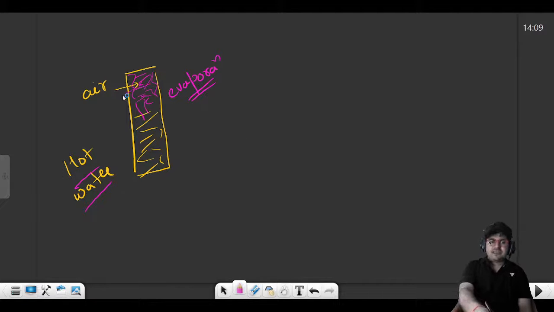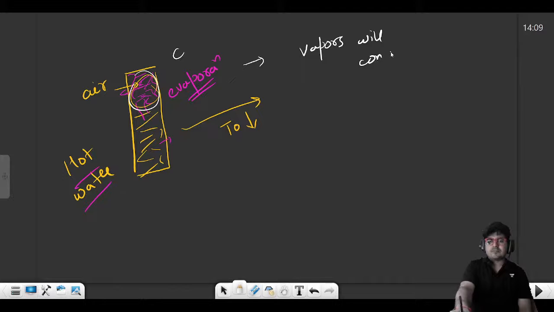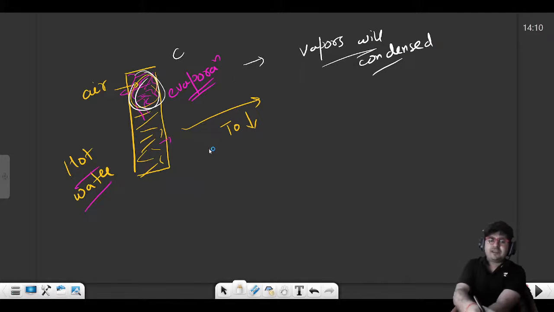Vapors will exert some force, liquid will exert some force, but after a time the temperature of the water will start to decrease. So these vapor molecules present here will start to get condensed. And when vapors start to get condensed, what will happen? A vacuum, or you can say an empty space, will be created.